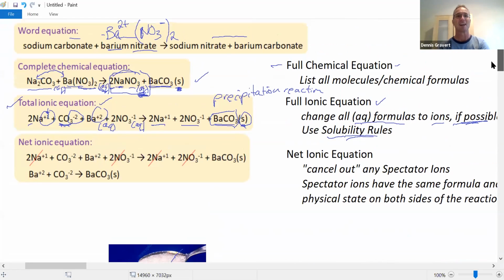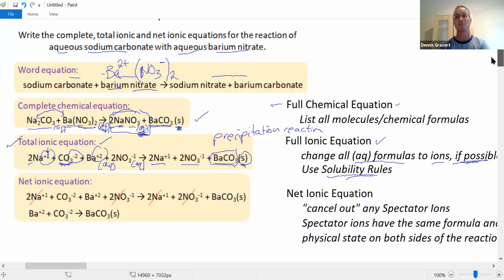Okay, the third way, and actually in some chemists' minds and other scientists', like doctors', the net ionic equation is the most important one. And so what's happening here? Well, go back to your total ionic equation and take a look at what's happening. You started with 2 sodium ions, and afterwards, you still have 2 sodium ions.